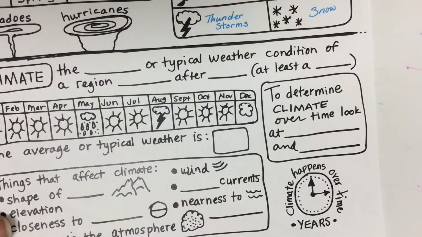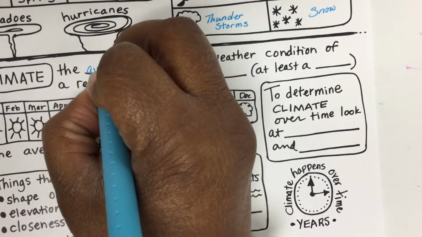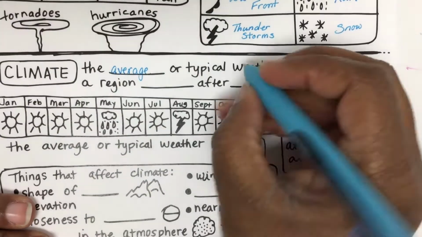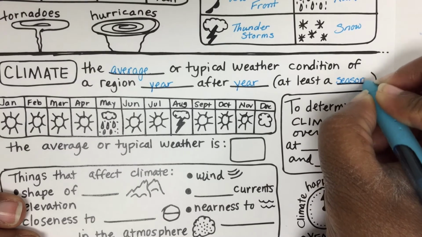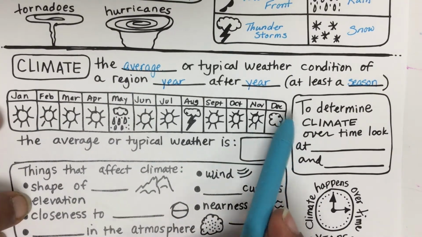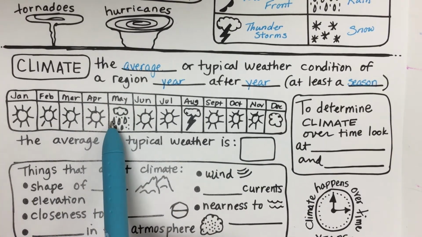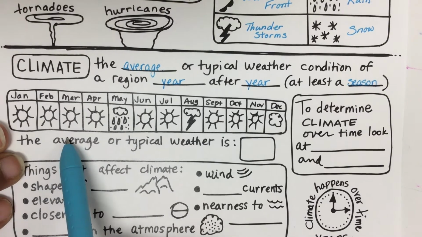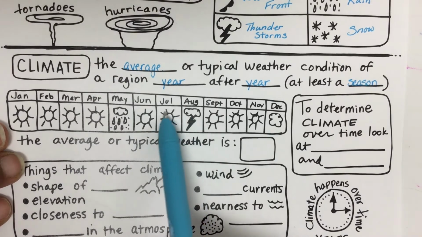Climate's a little bit different. It is the average or typical condition of a region year after year, or at least for that season. You'll notice a calendar here. This is telling you from January to April, it's pretty sunny in whatever this place is. We don't have a specific place. But in May, it tends to be more rainy. And then it becomes sunny again in June and July.